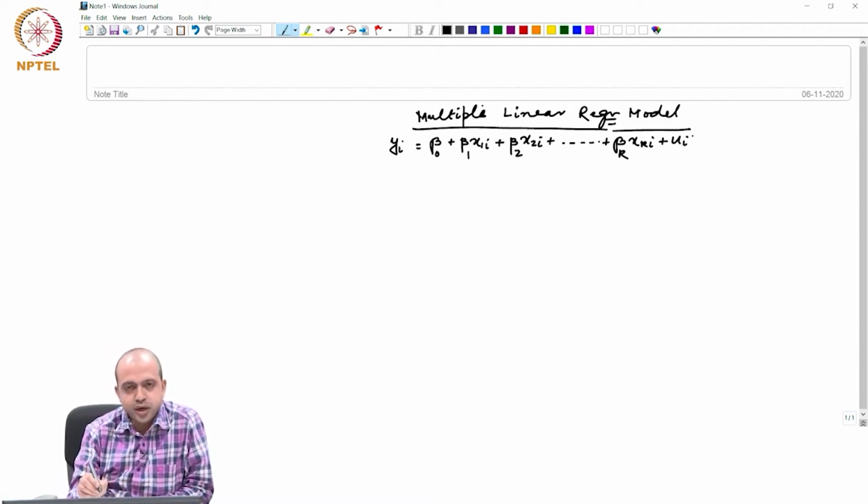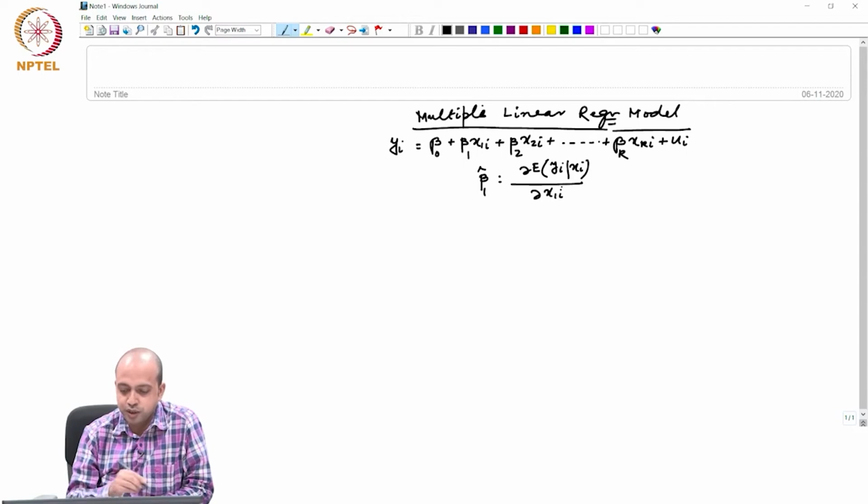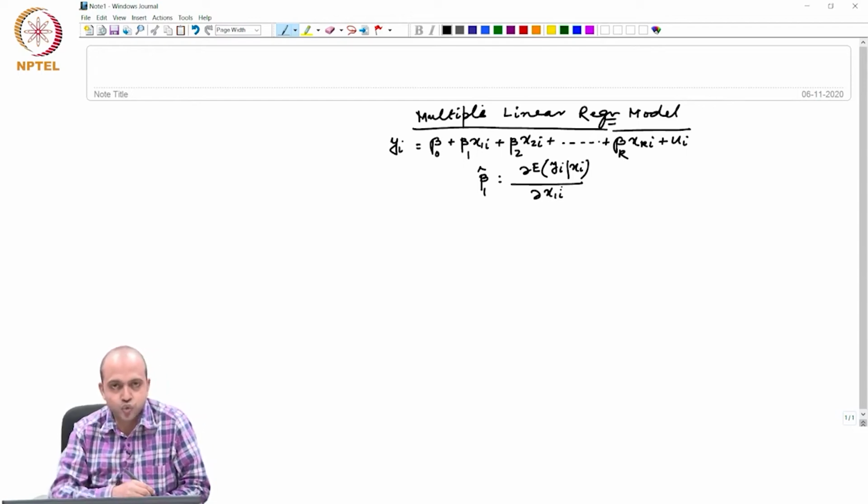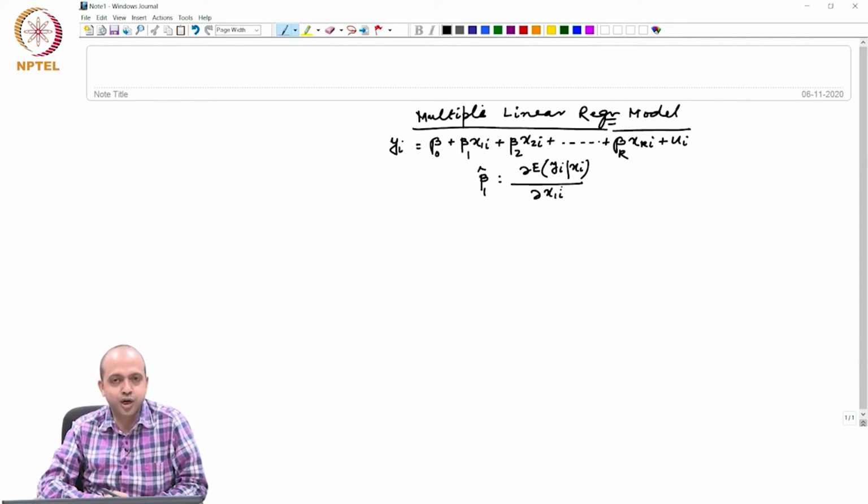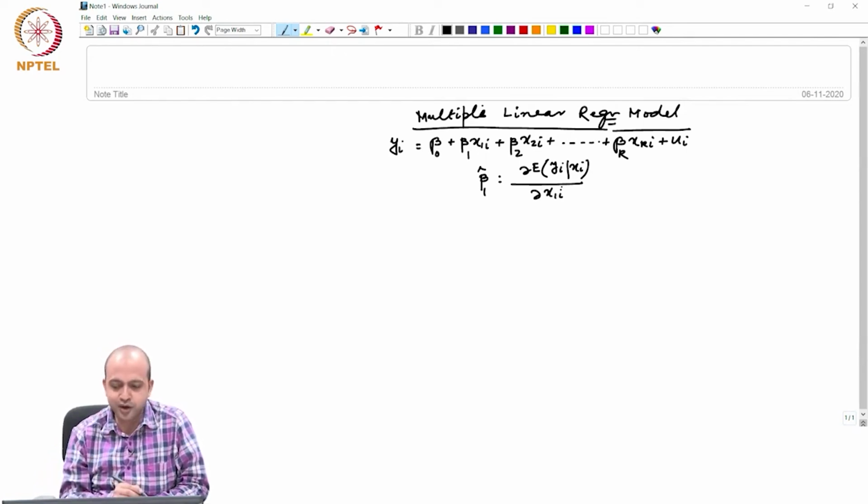Then we said that once we estimate the model, we will get beta 1 hat, beta 2 hat, like that. The interpretation of beta 1 hat we were trying to derive from delta of expectation of yi given xi divided by delta x 1i. So, that means for a unit change in x 1i, yi changes by beta 1 hat amount on an average, keeping the impact of other factors constant, right.